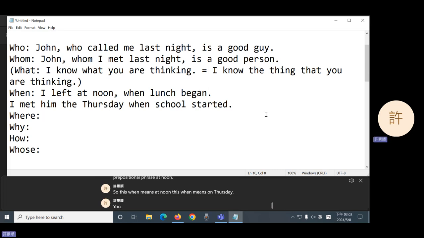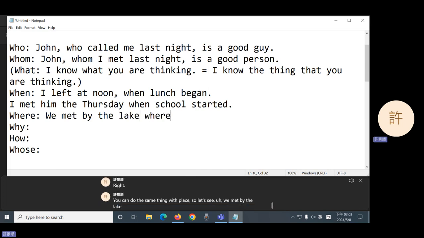You can do the same thing with a place. Well, hang on, one more thing. Right, you can do the same thing with place. So let's see, we met by the lake where the swans live.